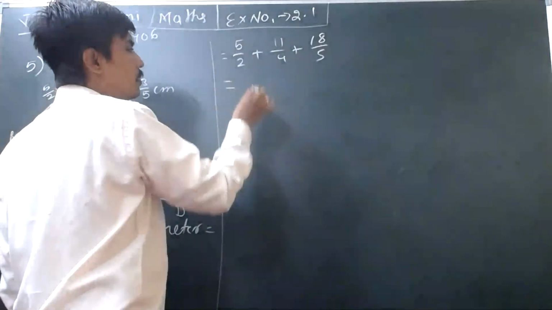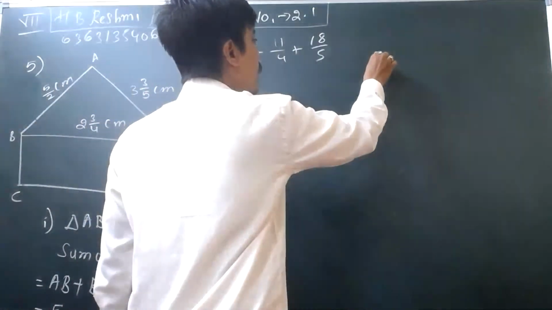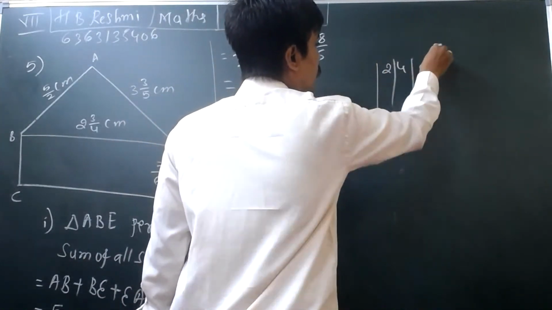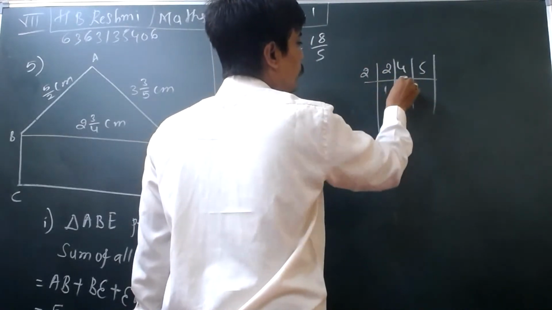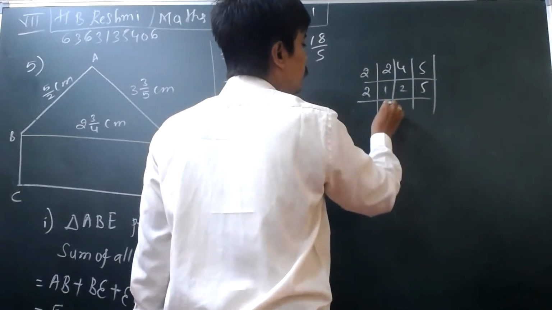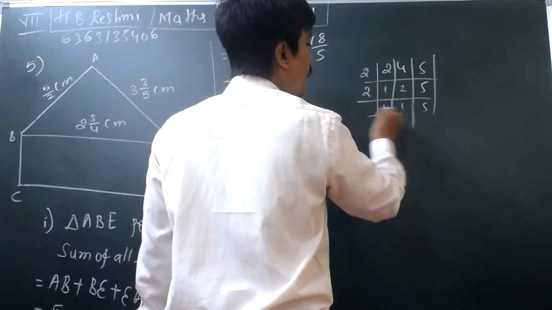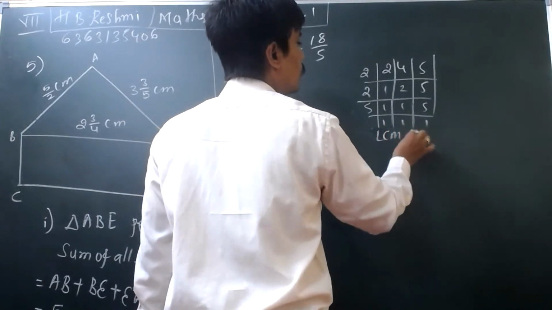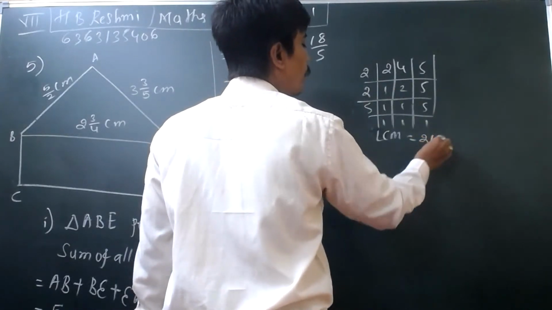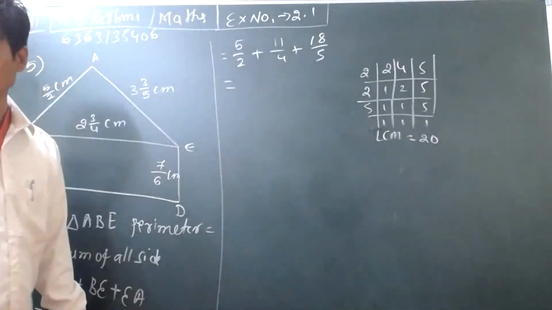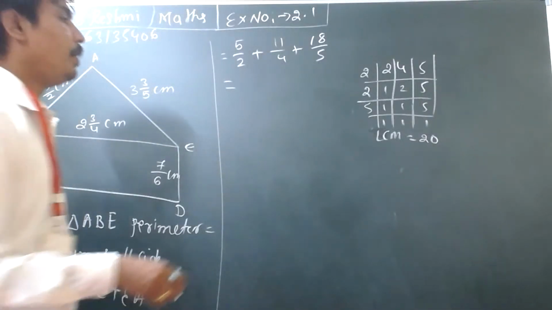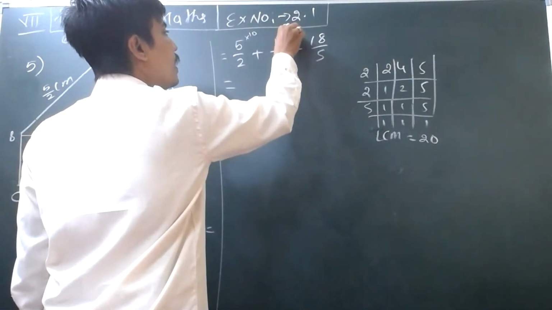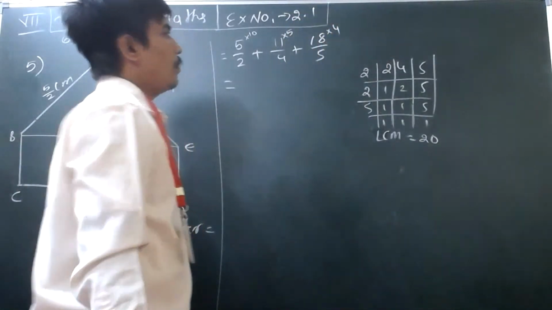Now, are the denominators same? No. We have to move for LCM. What will be the LCM for these numbers? 2 as it is. Again 2 as it is. And last 5. What will be the LCM? 2 2s are 4. 4 5s are 20. So I got this as 20. So for this I should multiply with 10. For this I should multiply with 5. And for this I should multiply with 4.